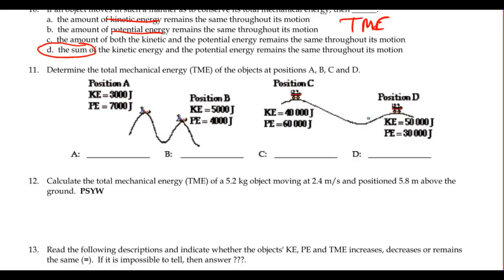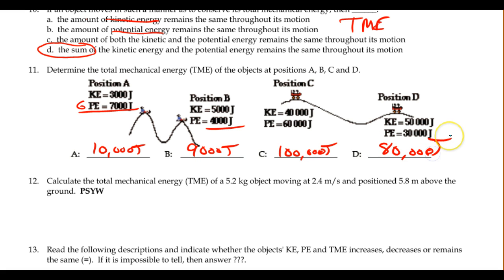If we're determining the total mechanical energy of these, you just want to sum the two together. This is the gravitational potential energy, so 3,000 plus 7,000 is 10,000 joules. Down here at this lower position, it's 5,000 plus 4,000, which is 9,000 joules. Up here, 40 plus 60,000 is 100,000 joules. And 50,000 plus 30,000 is 80,000 joules.